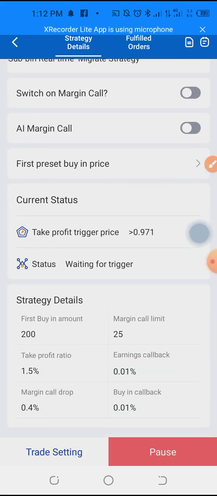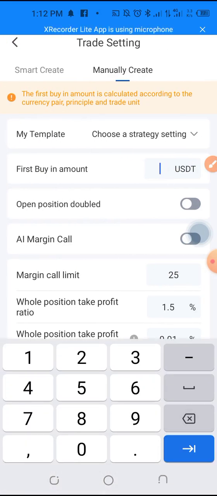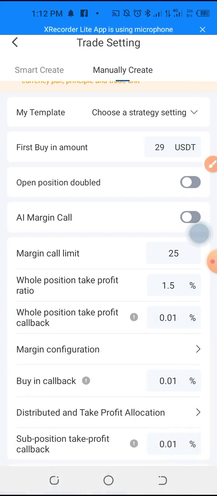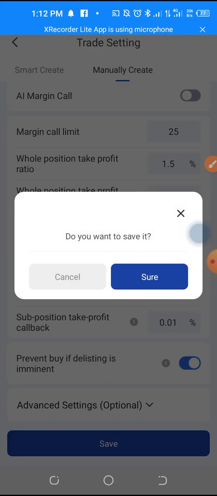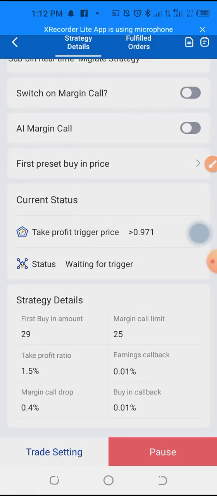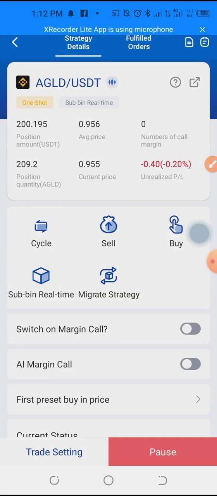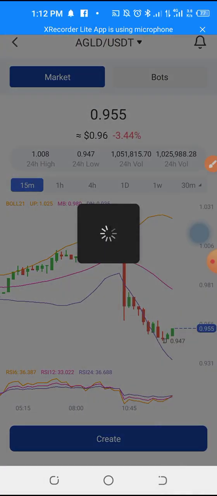So I will now turn it off again because the bot will turn it on. I will go back and change this $100 to, let's say, $30, because the account has enough, and I know the coin will move and sell fast. Then I will click save again. Then I can switch it on, to allow the bot to buy more in case the coin dips more.